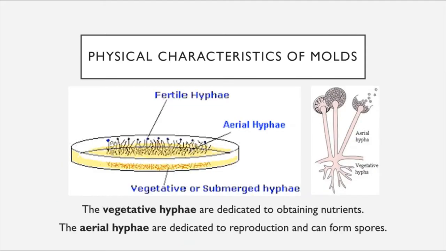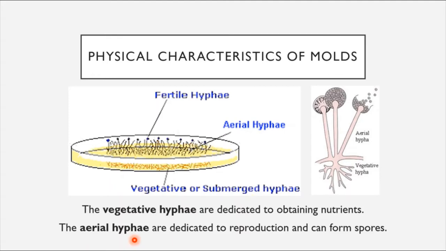When we're looking at the hyphae of a mold, there are typically two different types of hyphae that are dedicated to two different roles for that mold. The vegetative hyphae are dedicated to obtaining nutrients. And we can kind of think about these as being like the root system of the hypha. This is not exactly like a root system of a plant, but this would be the component that, if we're growing them on a plate, is embedded in the agar and is sucking the nutrients out of the plate.